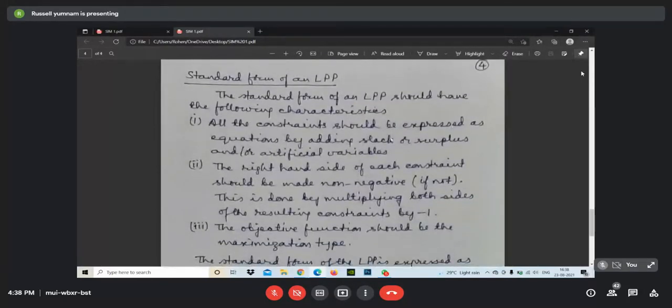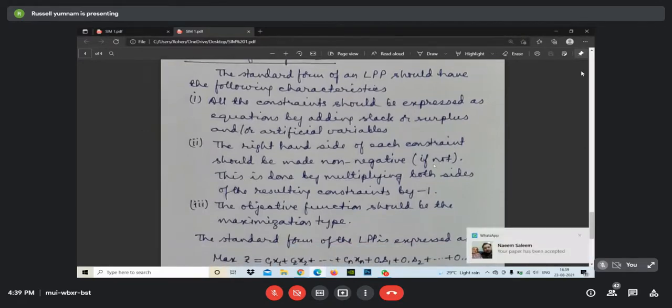All the constraints should be expressed as equations by adding slack or surplus and/or artificial variables. I need to give the definition of slack and surplus variable. Okay, let us discuss, definition already there. The right hand side of each constraint should be made non-negative. If not, this is done by multiplying both sides of the resulting constraint by -1.